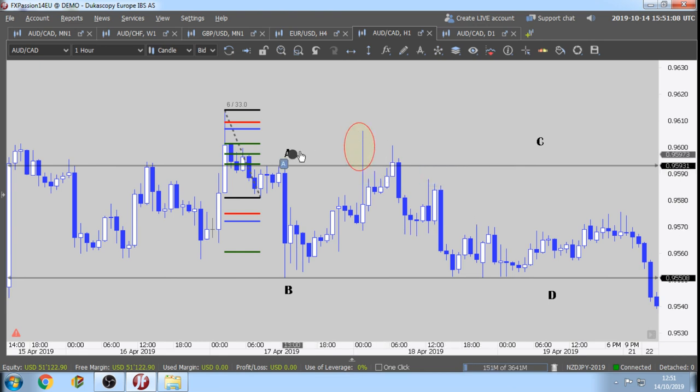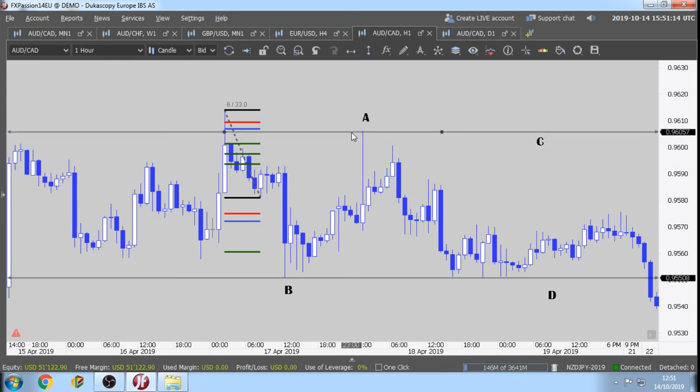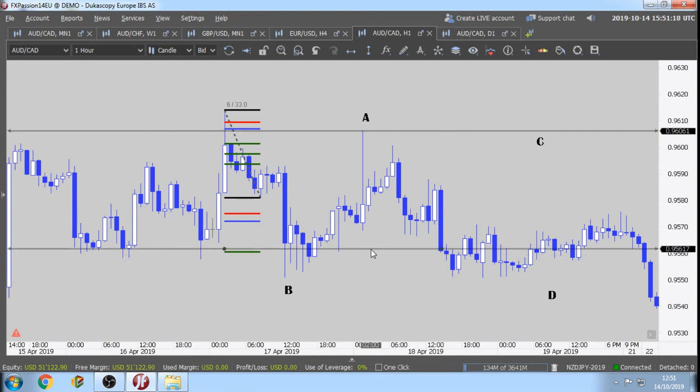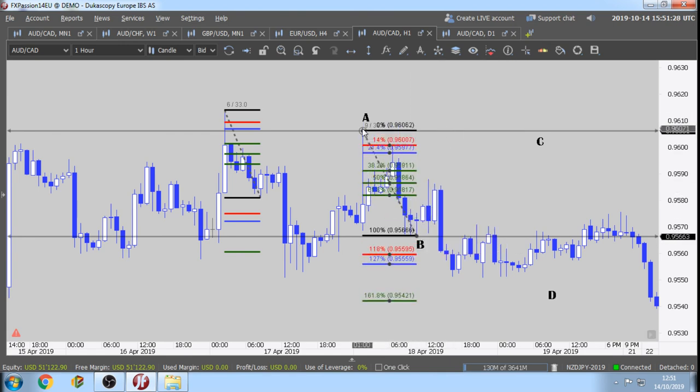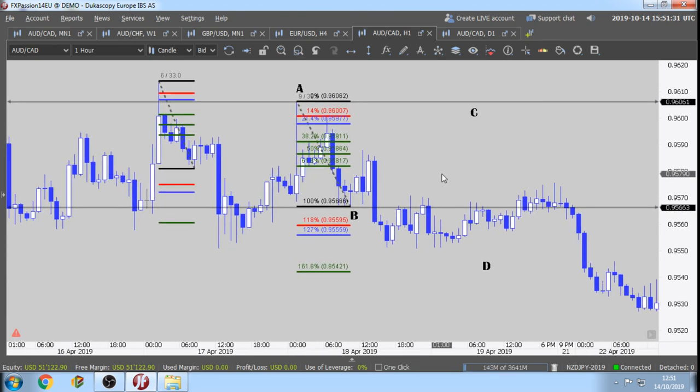So what are we going to do? We're going to start again. A down Fibonacci, this is our A. What is the A? The A is the starting point of a downtrend. What is the B? The B is the first low as soon as possible after the A. So this is the B. Fibonacci retracement tool, A to B, there you go.